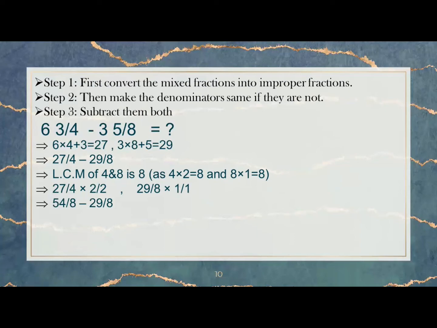So now we are going to subtract. We ignore the denominators and write 54 minus 29, which would be equal to 25 by 8... no wait, as spoken: which would be equal to 28. You can see that 28 by 8 can be simplified further by 2. So the final answer here would be 7 by 2. That's our final answer.